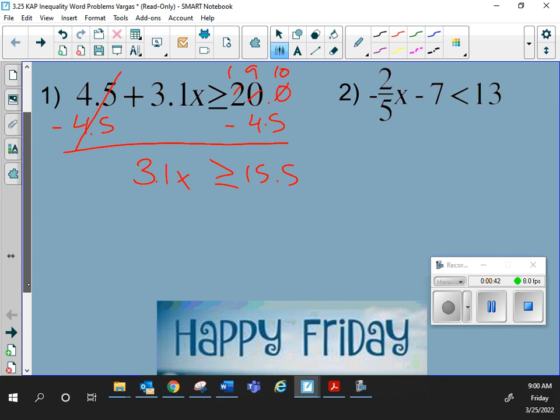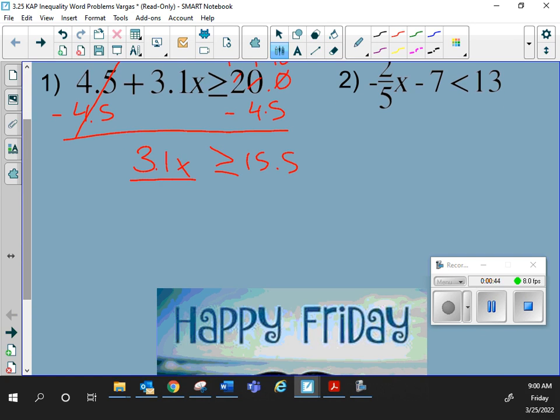And then 3.1 divided by 15.5. I'm pretty sure we had this exact problem yesterday. If you were here during yesterday's lesson, you get 5. If you actually need to work it out, go for it. But we did that problem yesterday.